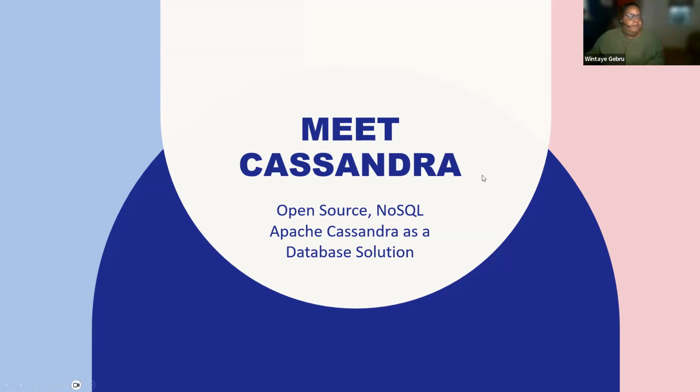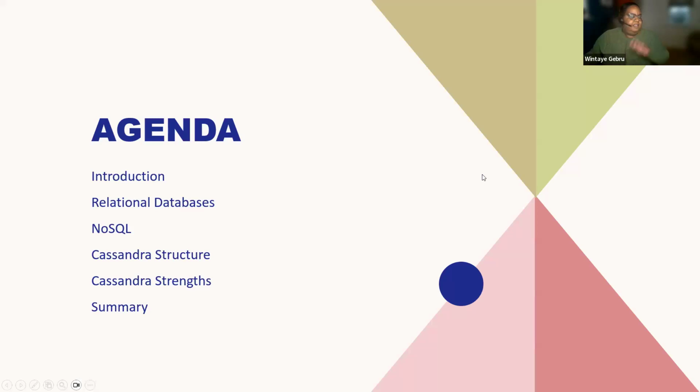And the first thing is our agenda. I'm going to introduce myself just a little bit. And then we're going to talk about what a relational database is and what we think about when we think about the norms of relational databases. So then we can talk about NoSQL databases and Cassandra specifically. We'll talk about the structure, we'll talk about the strengths, and I'll wrap it up.